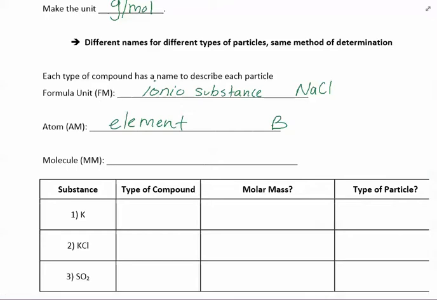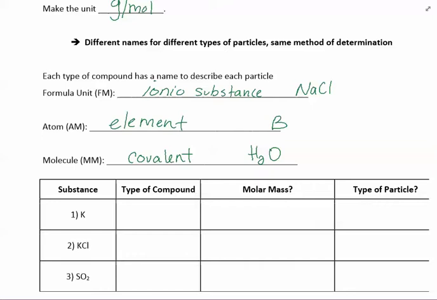And then last but not least, we have molecules. This would be for covalent substances. So water is an example of a covalent substance. It's all nonmetals. We refer to those as molecules. If you think back, ionic and covalent have different ways of sharing the electrons. So that's why we're classifying them differently.